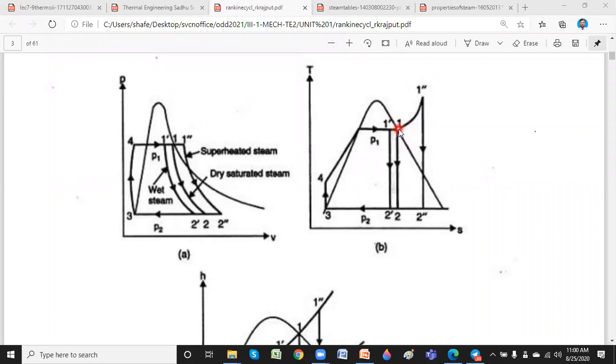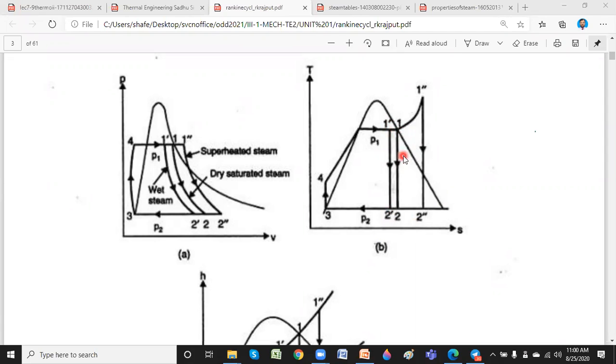So it just starts with dry and completely the expansion will be inside the wet region. And what about 1 dash to 2 dash here? Everything happens in the wet region because it starts from 1 dash, which is in wet condition, and expands up to 2 dash in the turbine.